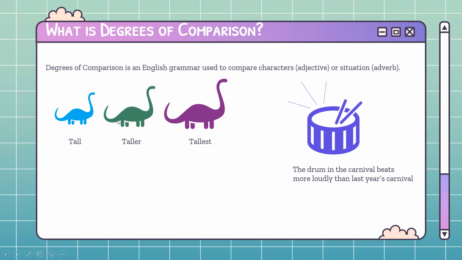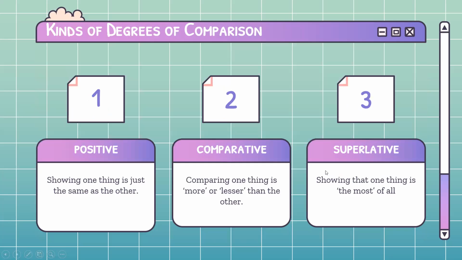We are basically comparing different things according to their characters or situation. Another example is this one. The drum in the carnival beats more loudly than the last year's carnival. So this is how we compare two things when we are explaining the difference or comparing situations. More loudly. Okay, this is the adverb.